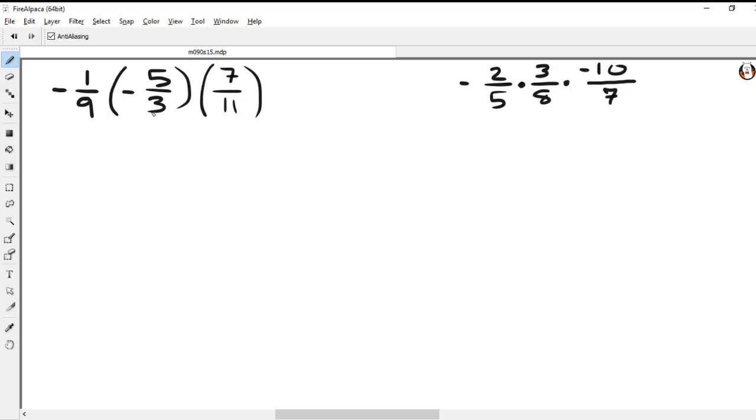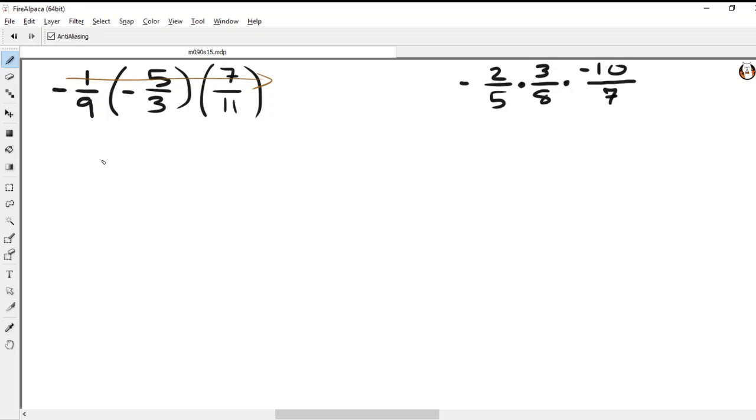Here's another set of problems. Over here, we've got some fractions to look at. This is a negative 1/9 times a negative 5/3 times 7/11. Now, I'm looking for values that reduce. 9 and 5 and 7. Now, see, 5 and 7 are prime, and there's nothing here that's going to reduce. So we're just going to multiply straight across.